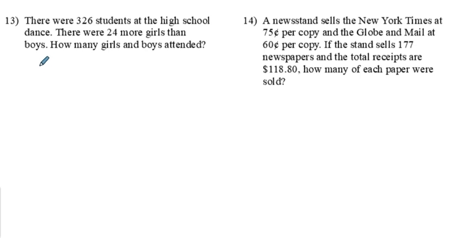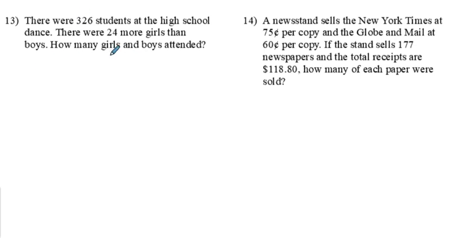There were 326 students at a high school dance. As people were walking in, they were clicking a button, counting. They knew that there were 24 more girls than boys. How many girls and boys attended? Everybody paired off to dance, and there were 24 girls left out because they didn't have a match. So let's find out how many girls and boys were at the dance.